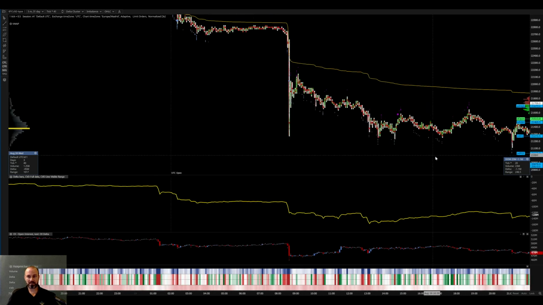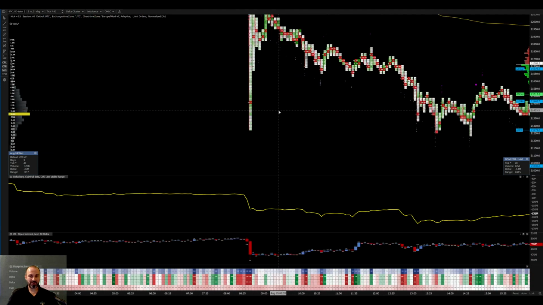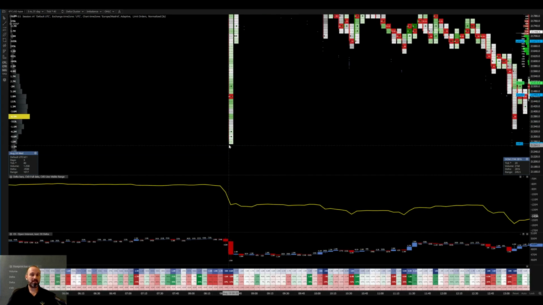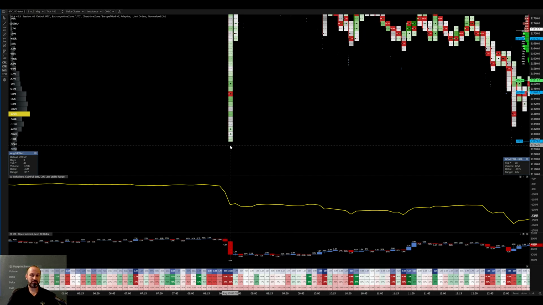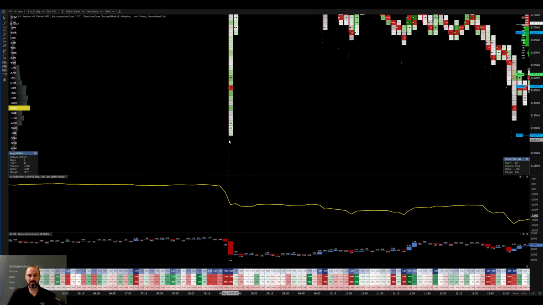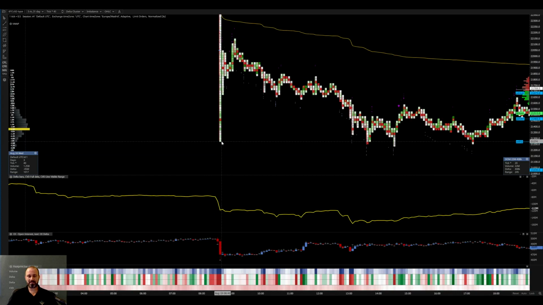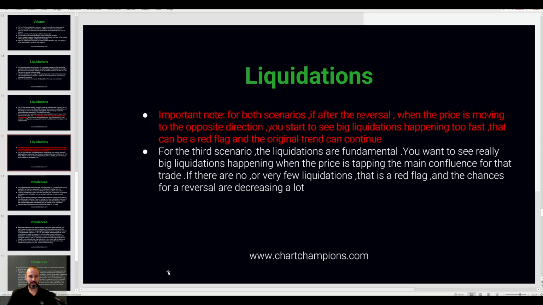Basically you can see the price starting to make lower low, lower low, lower low. When you start to see liquidations, then the reversal is possible. But here we don't have liquidations. So even if this is your main confluence and you don't see liquidations, the trend could actually continue. So this is a red flag. You don't see liquidations here. That is a red flag for a possible reversal, right? That is a very good example, to be honest.